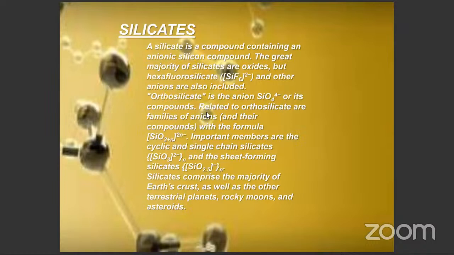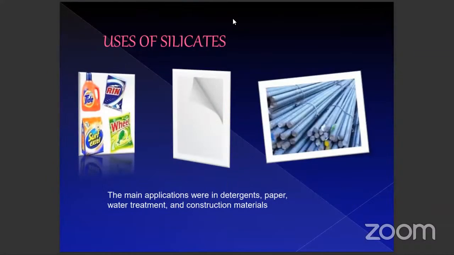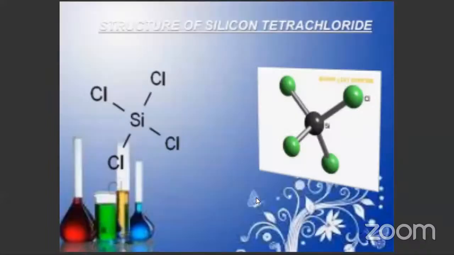The general formula of these compounds is given by (SiO2+n)^(2n-), that is, SiO(2+n) in brackets raised to 2n minus. So silicates are also an important compound of silicon. What are the uses of silicates? They are mainly used in detergents, papers, water treatment, and construction materials.